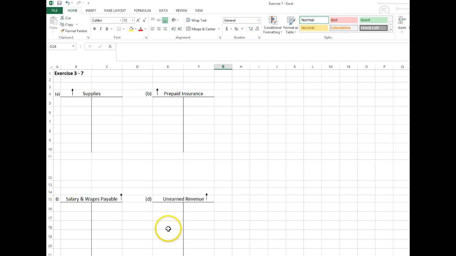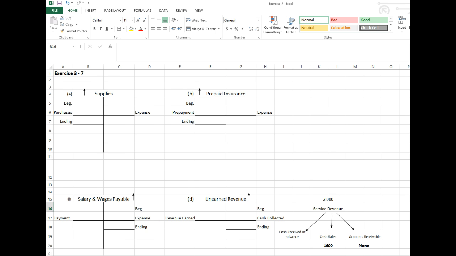So let's go over that again. It goes up because we receive cash in advance, and so we owe goods and services. That's the liability. And then the liability goes down because we've earned the revenue. Okay, so let's look at the accounts now.